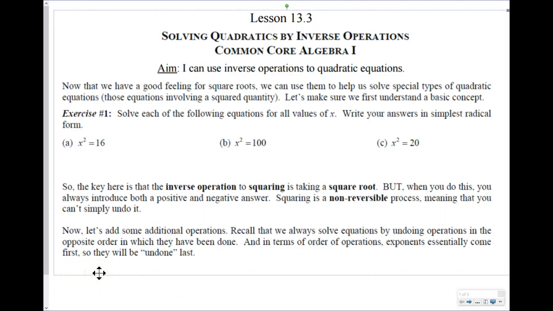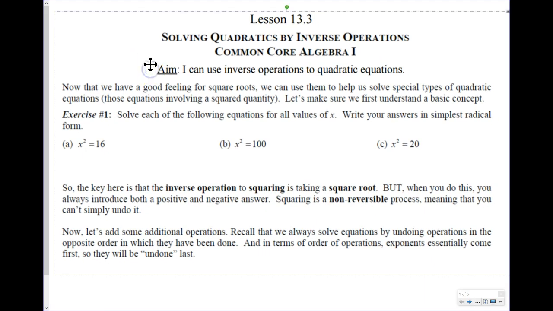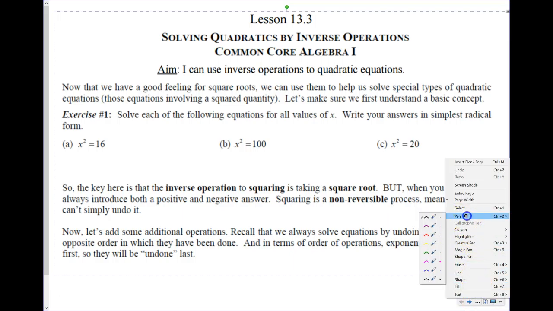Welcome to lesson 13.3. We're just a few lessons till the very end of the trimester, so let's finish off by talking about solving quadratics. So far we've learned in Unit 13 about square roots and simplifying square roots. So we can use this idea of square roots to solve quadratic functions. So your aim today is that I can use inverse operations to solve quadratic equations.